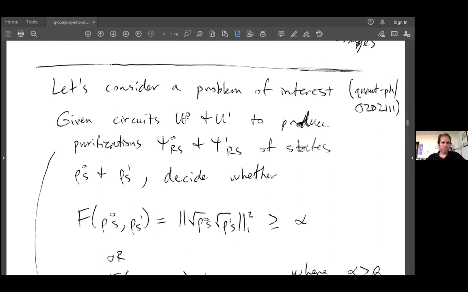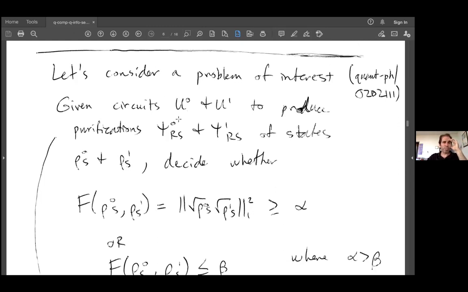We suppose that you're given circuits to produce purifications. So there's a circuit U0, U1. I'm using the same symbol to denote the circuit and the unitary, but I think everyone does that in quantum computing. So U0 will make a pure state psi 0 on systems R and S. Same for U1, it'll make psi 1. And these states are purifications of states of interest. When you trace out system R of psi 0, you get rho 0. When you trace out system R of psi 1, you get rho 1.